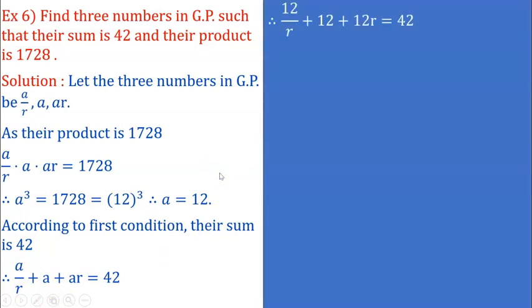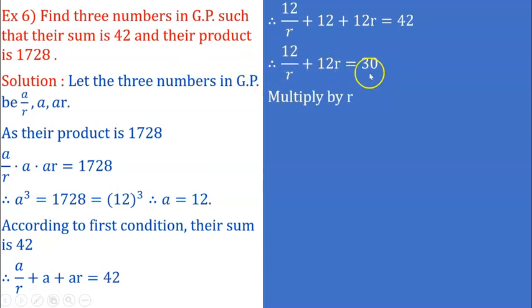The next step, substitute the value of A, that is 12 upon R, in 12R is equals to 42. Okay. Now see this here. That is 12 upon R. Shift this 12 to the right hand side. 42 minus 12. Then you will get here 30. That is 12 upon R plus 12R is equals to 30.